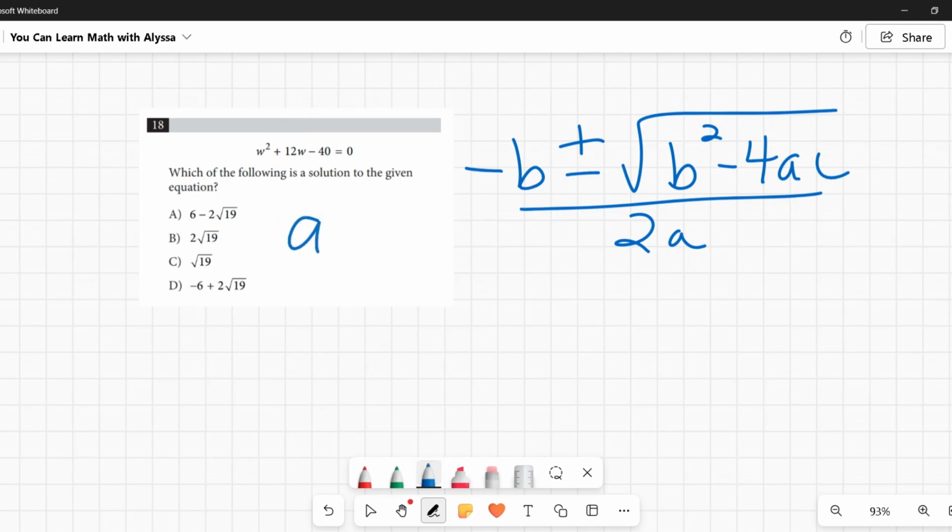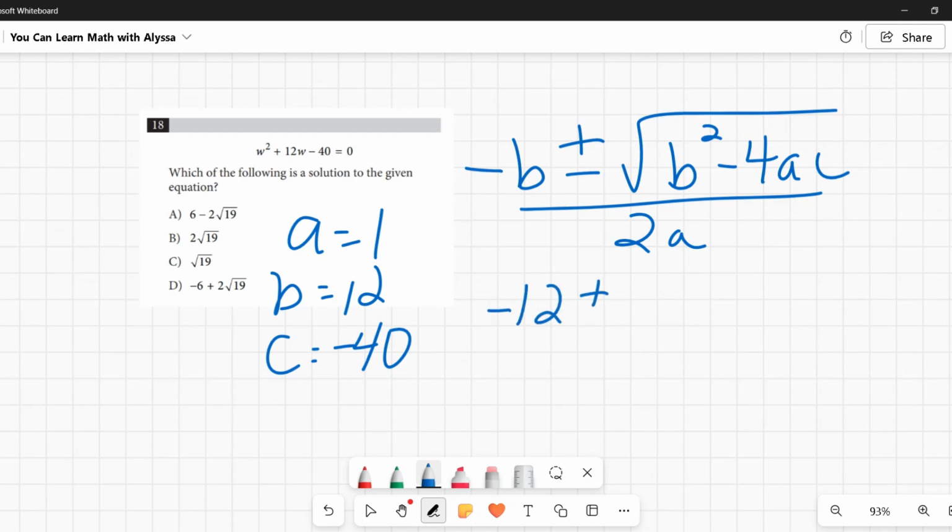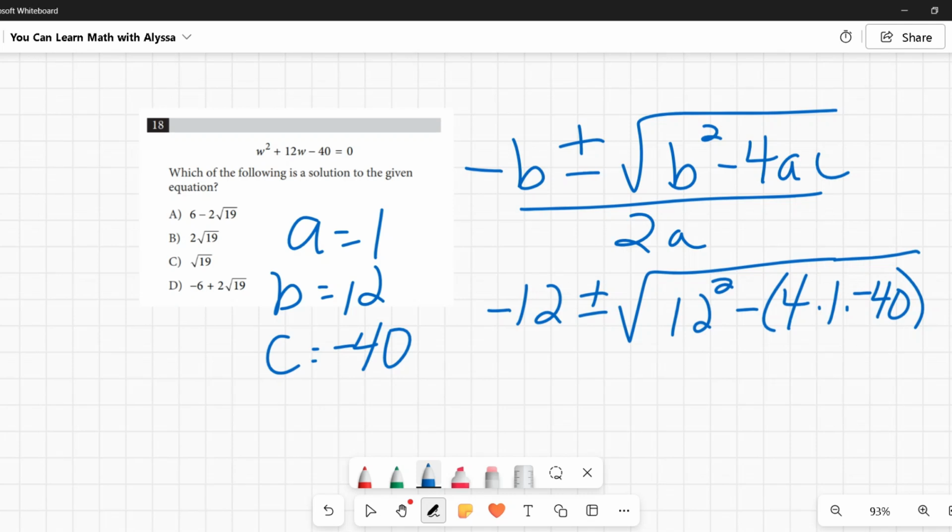Okay, so for this one, our A is that invisible 1, our B is a positive 12, and our C is a negative 40. So we start plugging things in. The opposite of positive 12 is negative 12 plus or minus the square root of 12 squared minus 4 times 1 times negative 40. That's why those positives and negatives are so important. And on the bottom, 2 times 1, or just 2.